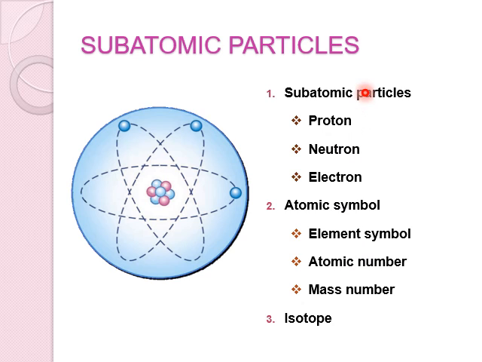So we learned in the previous chapter about subatomic particles. It has proton, neutron, and electron. And then we also learned about the atomic symbol, how the element symbol, for example K for potassium, atomic number and mass number, and what the difference between these two is. We also learned that already, and also isotopes.